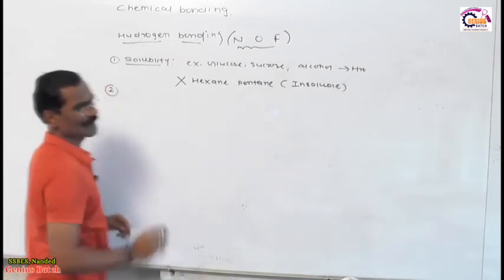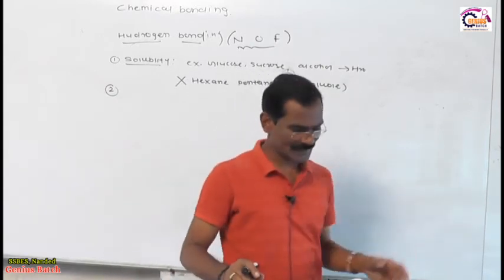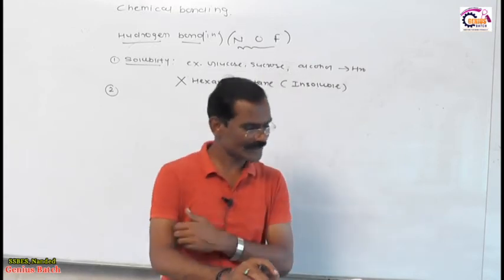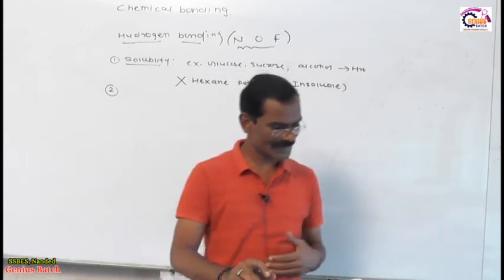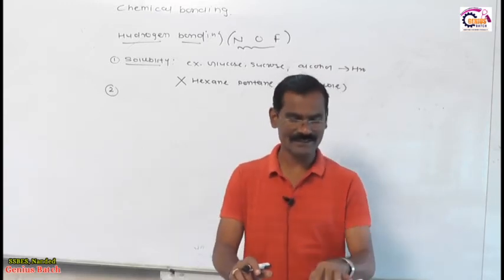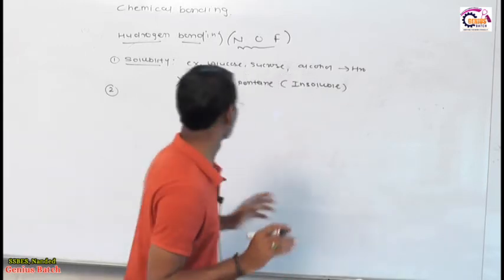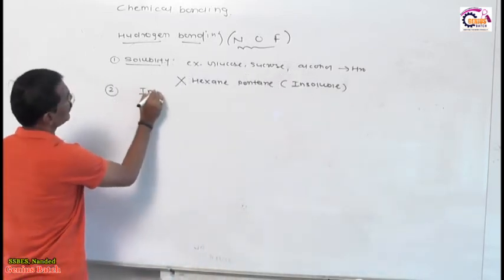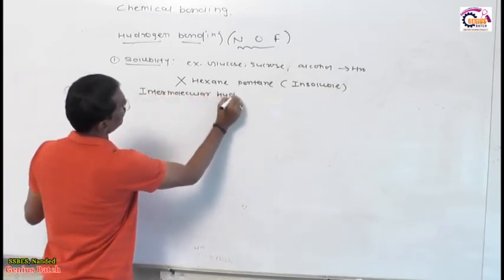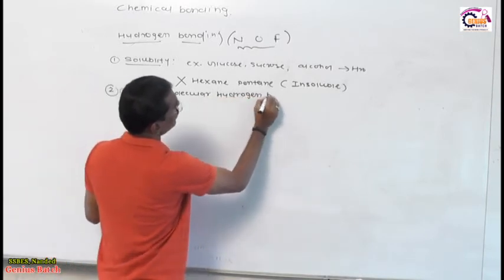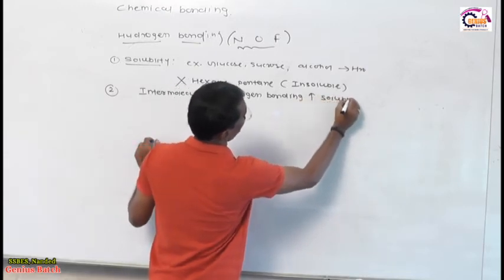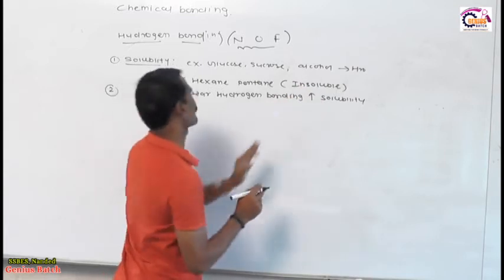The second application I am giving you is intramolecular hydrogen bonding. Listen, intermolecular hydrogen bonding increases the solubility, and intramolecular hydrogen bonding decreases the solubility. Therefore keep this in mind. That's why this is a very interesting concept. Intermolecular hydrogen bonding, listen very carefully, increases solubility.